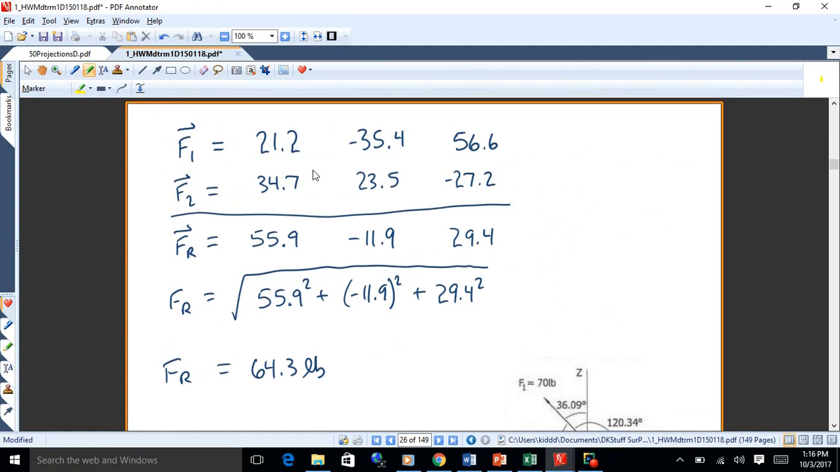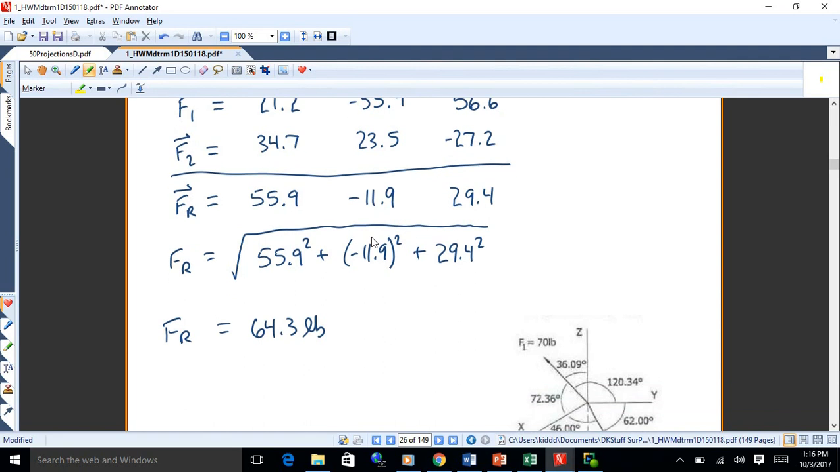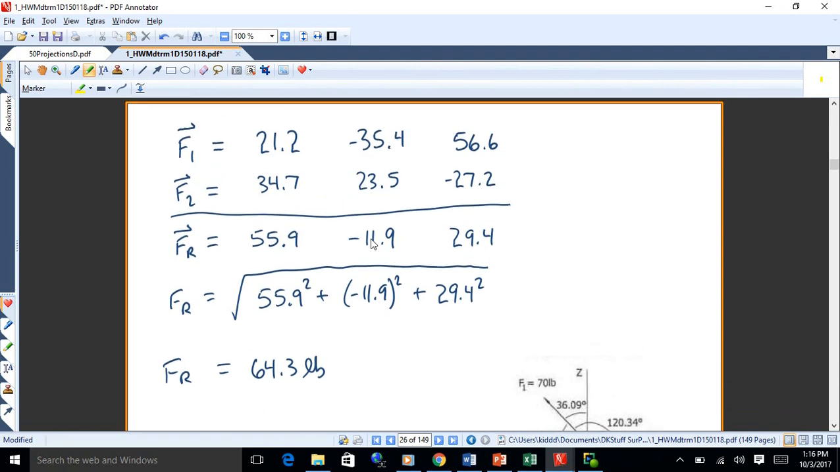Add up the components. Square root of sum of the squares will get you the resultant. Okay. Good with that? Okay. So that's 141. All right.